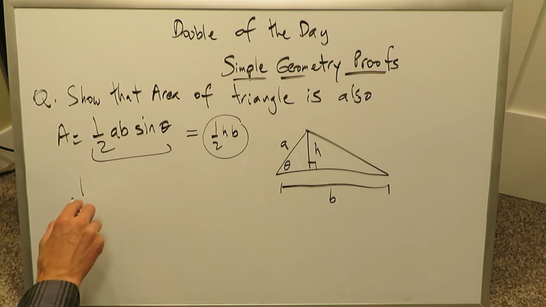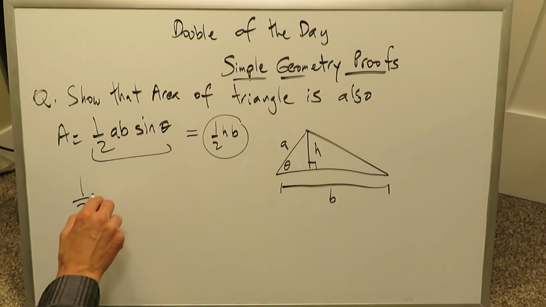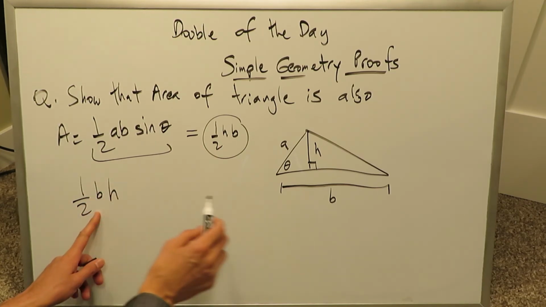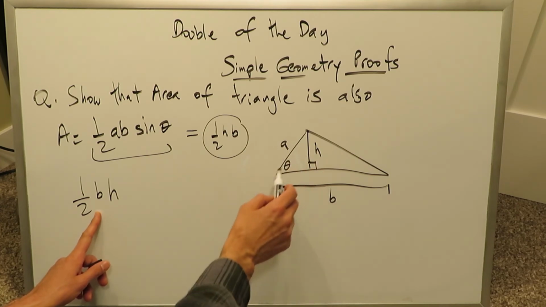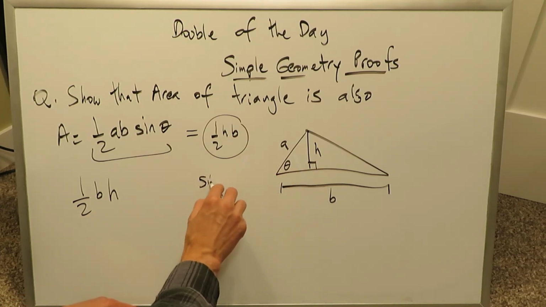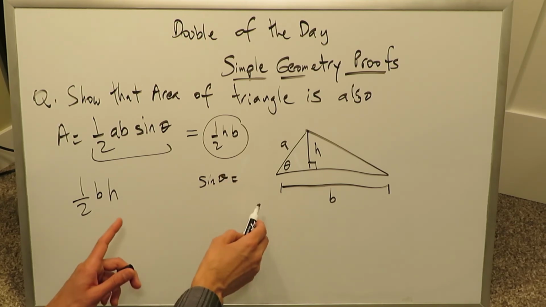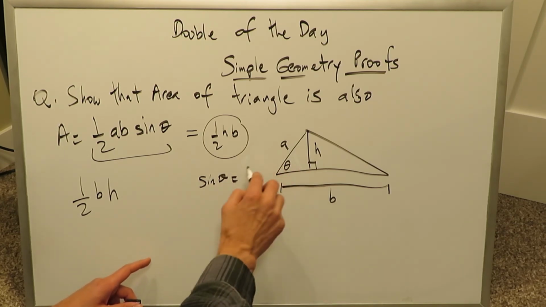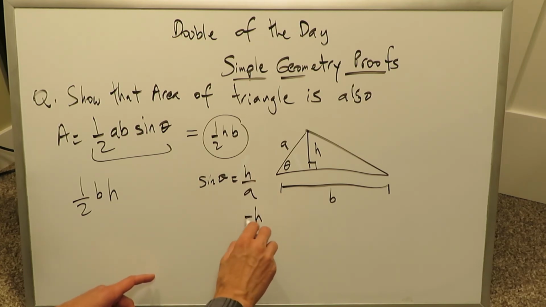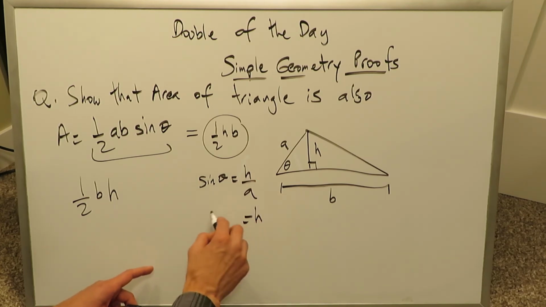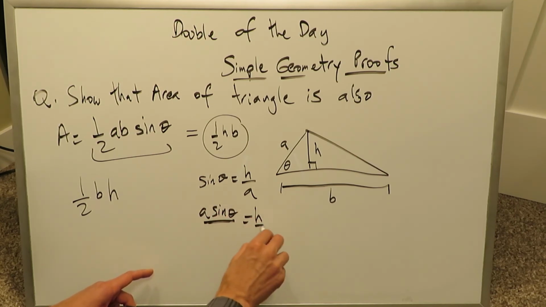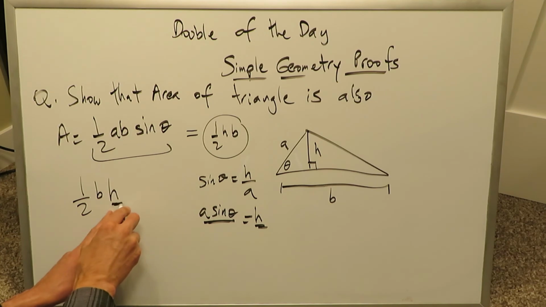How about if we know the area of a triangle is half base times height, which we've written over here, and we know height. How can we calculate height using angles and trigonometric functions? What if we did sine theta is equal to opposite over hypotenuse, and we solve for that opposite side, which happens to be the height. H is equal to A sine theta. This can represent and substitute for this H over here.